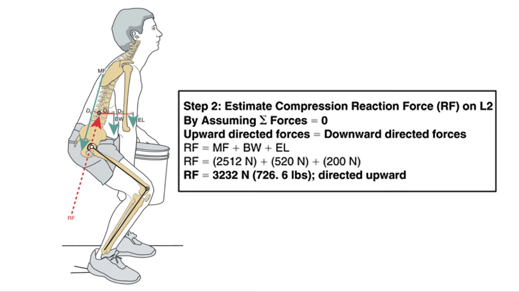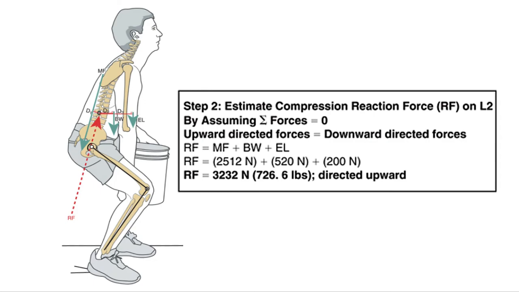So now let's take a look at the estimated compression reaction force on the L2 segments. Compression reaction force implies that the L2 vertebra must push back against the other downward acting forces. So let's take a look. We have the erector spinae pushing down towards the floor. We have the body weight pushing down on L2 towards the floor. And finally, we have the external load being pulled by gravity towards the floor. All of these forces have to be counteracted by L2.